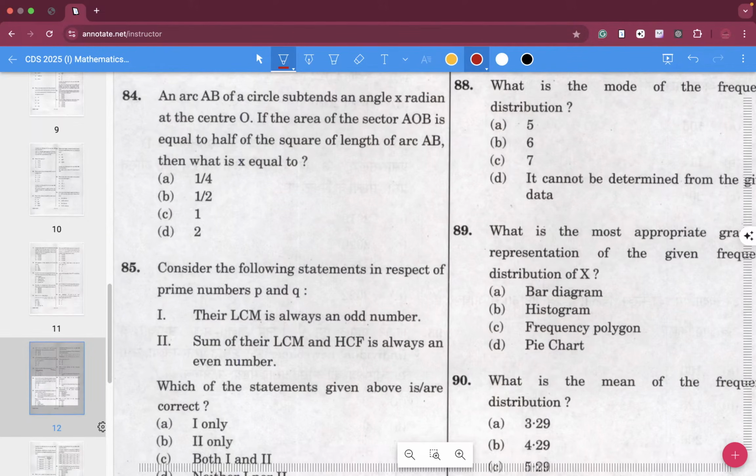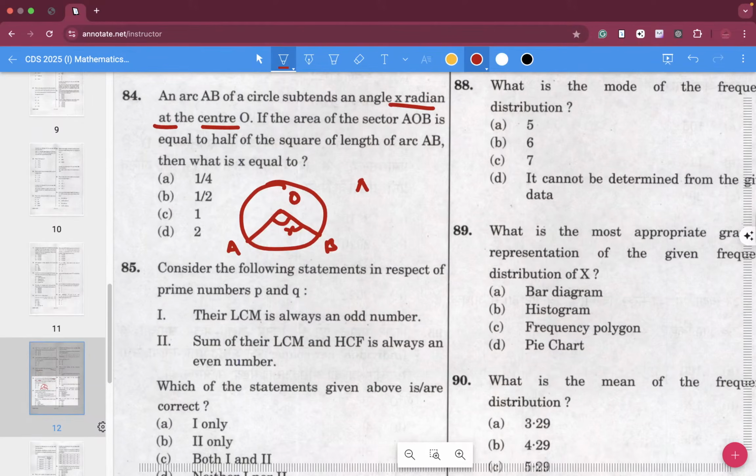Okay, so now let's just understand this. An arc AB of a circle, so this is the arc over here. This is your A, this is your B, and this is center O. The value they have given over here is x radian. So this arc subtends the value x radian at the center, right?